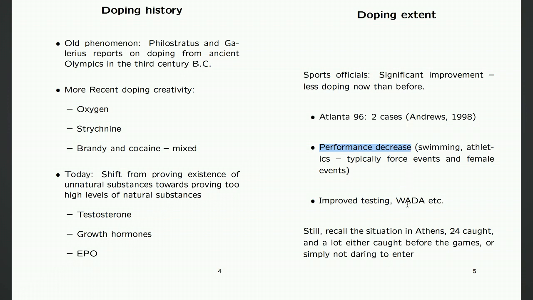And of course finally there has been improved testing, so it's easier or harder, you might guess, to get caught. On the other hand, of course, doping itself evolves, so certain people may reach situations where they are able to use substances which cannot be tested. But in the end, you have to recall the situation in Athens in 2004. There were actually 24 people caught, and a lot either caught before the games or simply not daring to enter. So this is a blurred image.